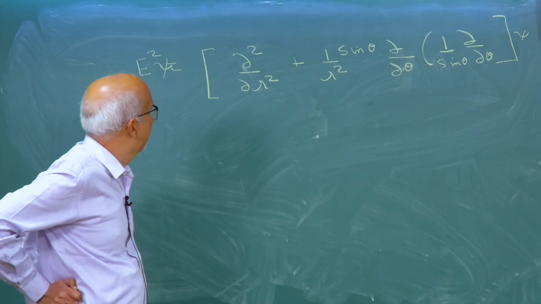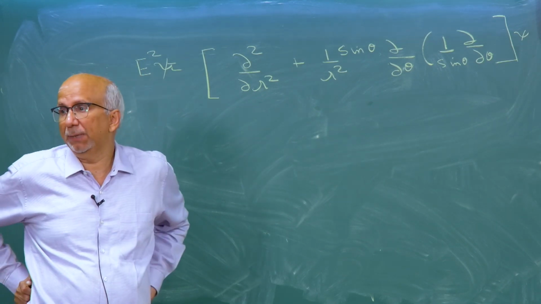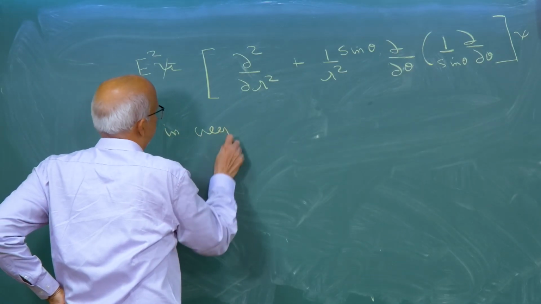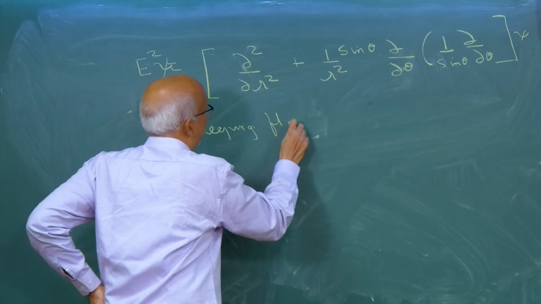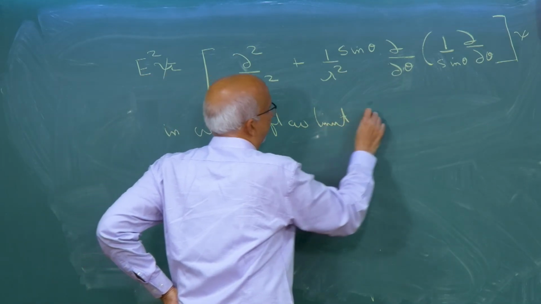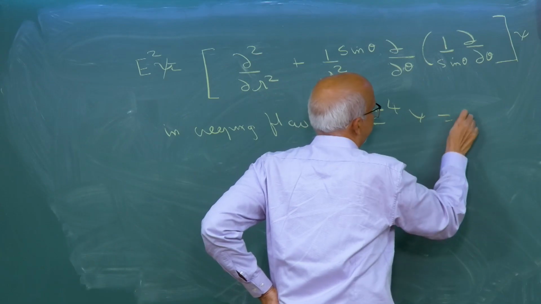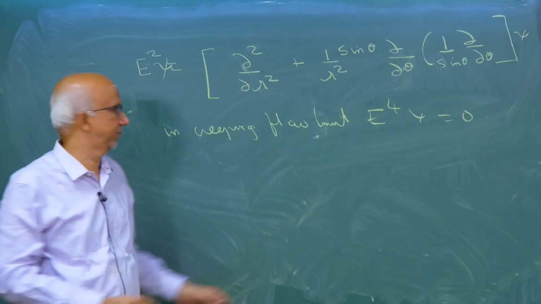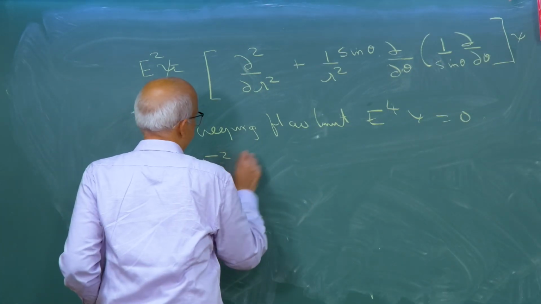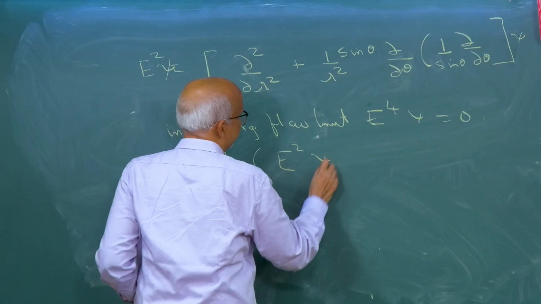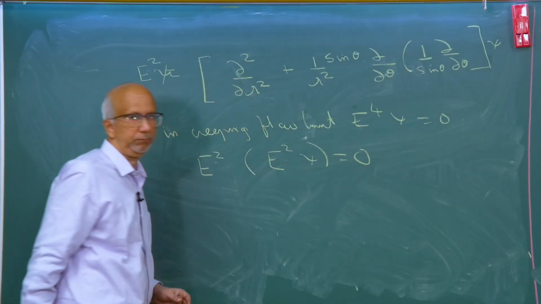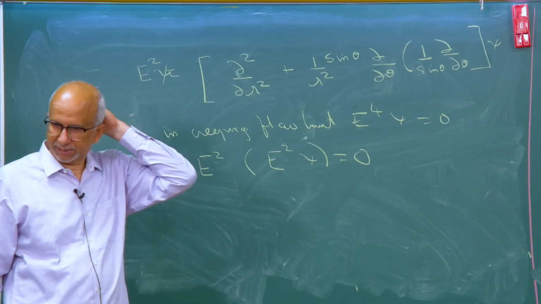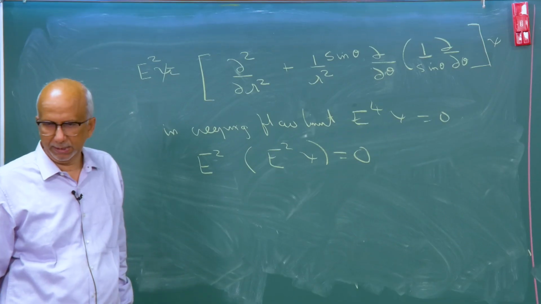So, now in the creeping flow limit, E power 4 psi is 0. What does this mean? It means E squared of E squared psi is 0. Because some of you were not there in the math course last time, I am just taking some time to explain this.